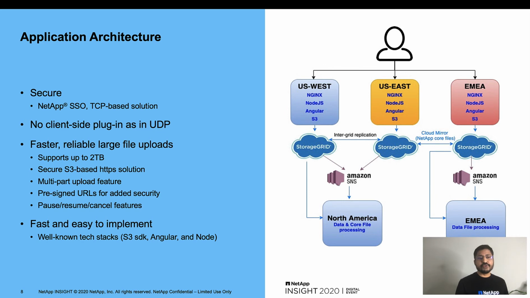We also used a presigned URL for added security. I just showed you what the presigned URL looks like. A presigned URL is generated for each part we send to the StorageGRID, and it is valid only for a certain duration, so it's added security. It's also fast and easy to implement. We built this solution with well-known tech stacks like the S3 SDK, Angular, and Node.js.